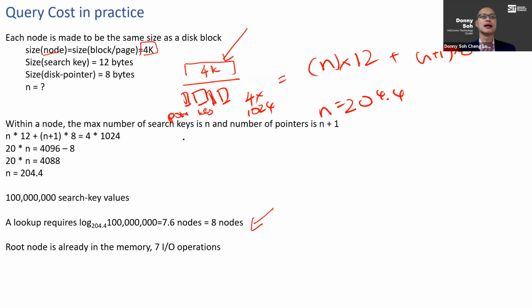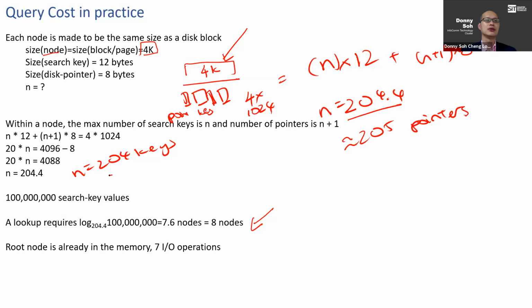So this single node is able to carry 204 keys and roughly 205 pointers. Actually, it's better if I put down n to be 204 keys and 205 pointers. I'm going to change this. I think this is a better way to put it. So the tree has 204 keys and 205 pointers.